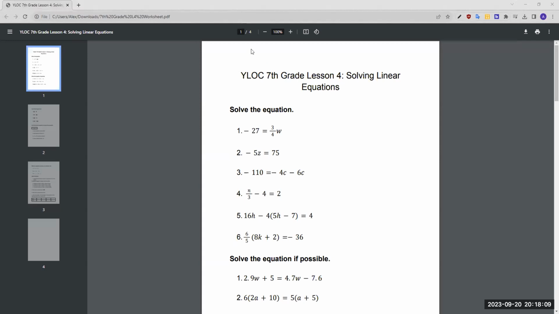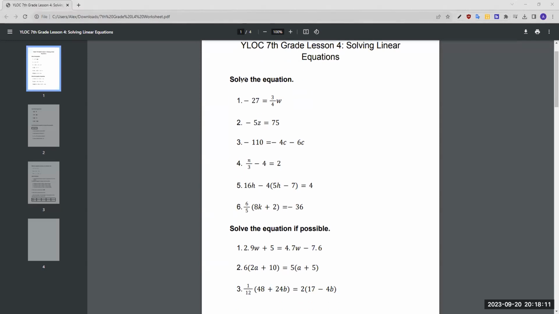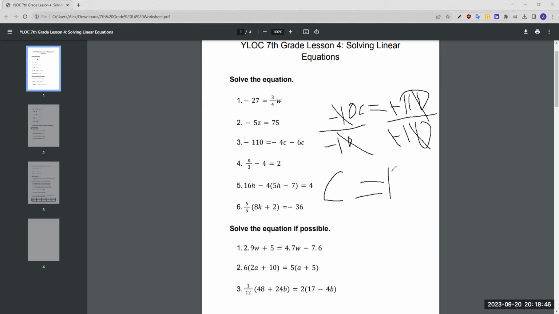Number 3, negative 110 equals negative 4c minus 6c. We have to combine like terms to simplify this. So negative 4c minus 6c is just negative 10c. And our new equation would be negative 10c equals negative 110. Now we have to get rid of this negative 10, and we can do that by dividing both sides by negative 10. When we divide by 10, we can just cross out the zeros here, but there's also a negative, so we have to cross it out too. Our final answer would be c equals 11.